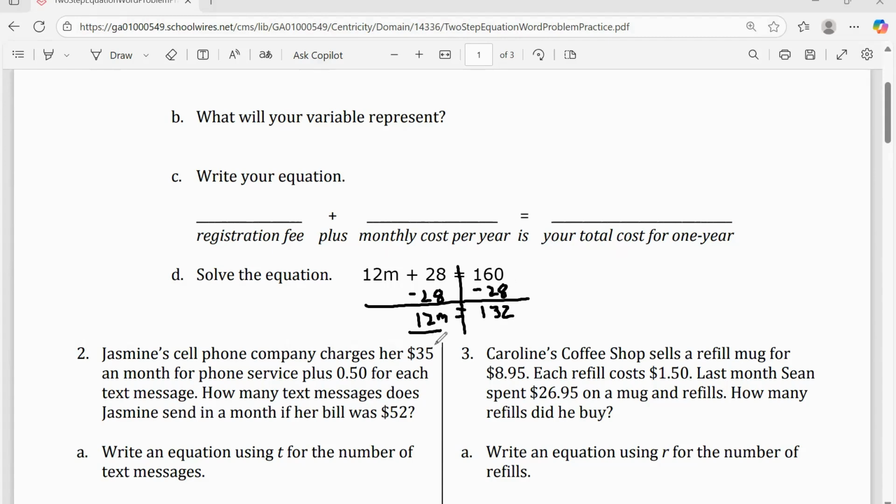Good job. Let's divide by 12. So m equals 132 divided by 12, which would give us 11. Perfecto. Okay, not bad for the example. Let's see if we can dive into this first one. Okay, move the screen down some.